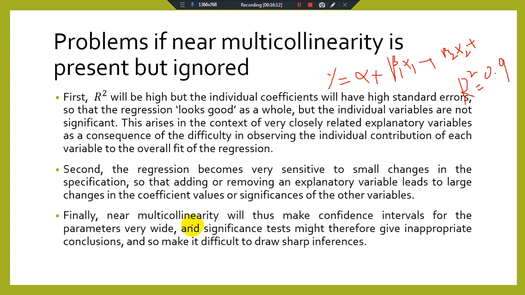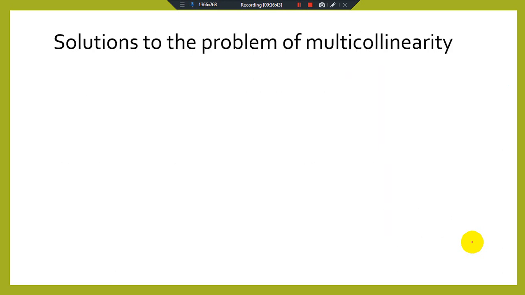Okay, finally, near multicollinearity will thus make confidence intervals for the parameters very wide, and significance tests might therefore give inappropriate conclusions, and on the basis of these results we cannot make correct inferences, or we cannot make reasonable policy implications in the presence of multicollinearity in our model.